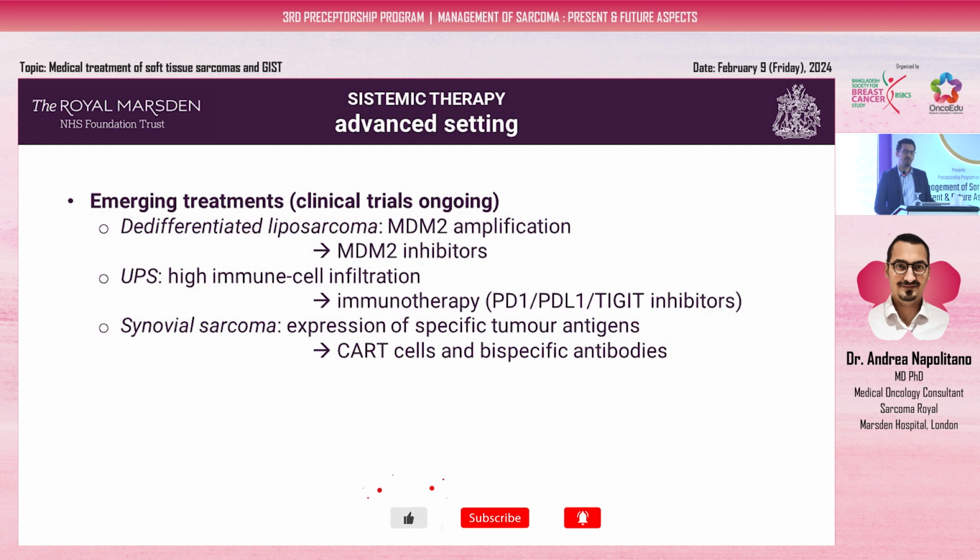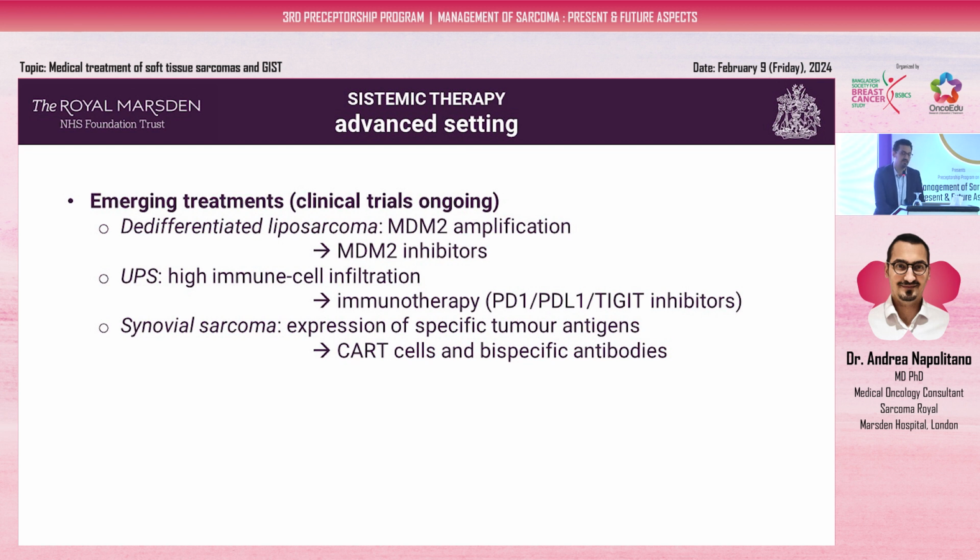A phase 3 trial has been run in the second line, and the drug is being shown to have the same efficacy as trabectedin. Now another MDM2 inhibitor is being tested in first line against doxorubicin. We're waiting for the result, and we're excited because this could be the first time in 60 years that a new treatment will be approved for a common sarcoma, and that hopefully will beat doxorubicin.